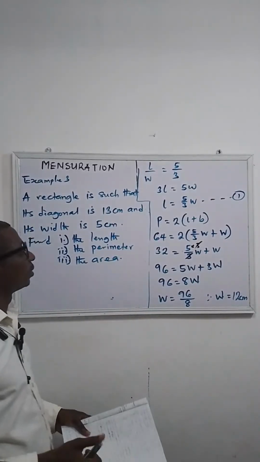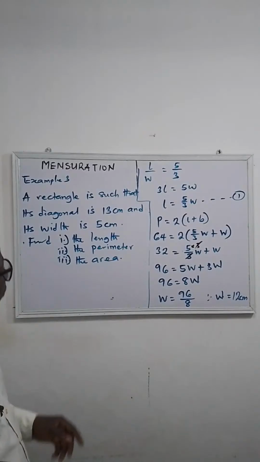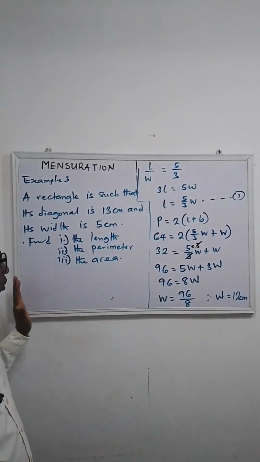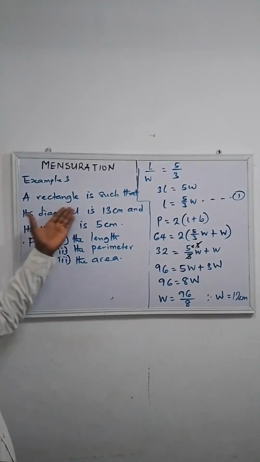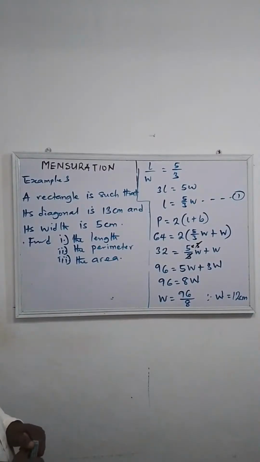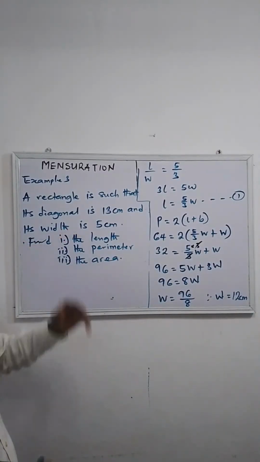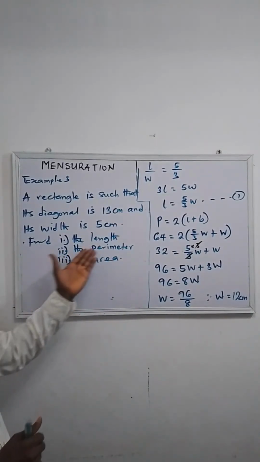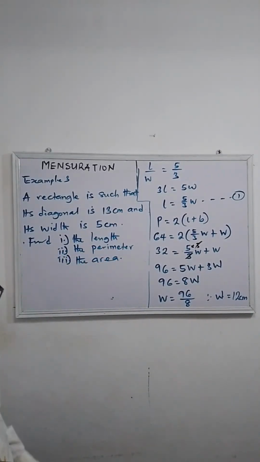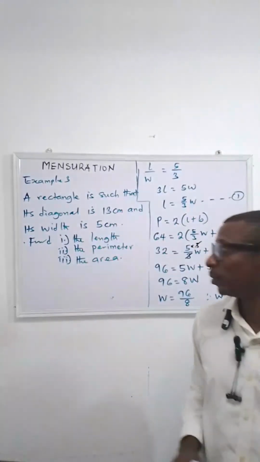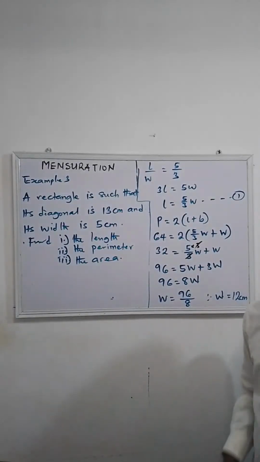Okay, so I want us to try this. Let us try this before we solve it together. Now, a rectangle is such that its diagonal is 13 centimeter and its width is 5 centimeter. So we have to find the length, find the perimeter, and find the area. So now let me give you like 2 minutes to solve this problem.